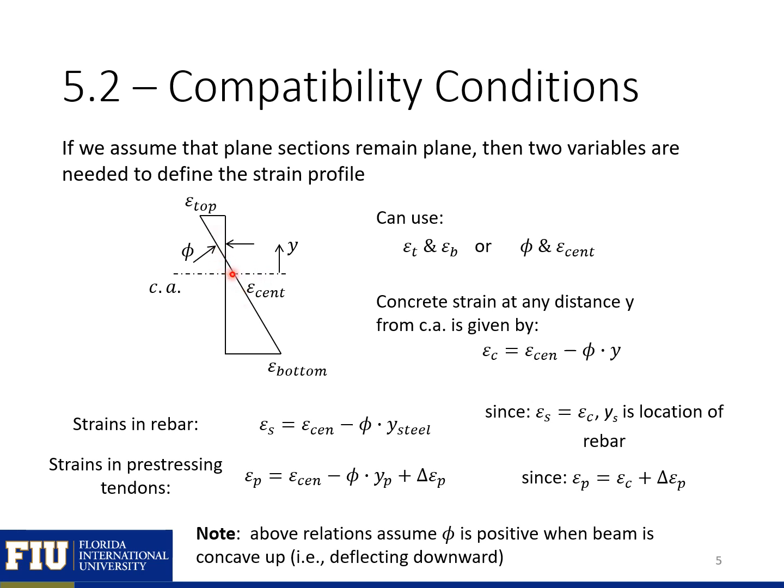Using these, we can calculate the concrete strain at any distance y from the centroidal axis using this equation here. We can find the strains in rebar at any level of the rebar. And we can also find the strain in the prestressing tendons using the equation shown here, with this delta epsilon p being the locked-in strain differential that we talked about in the previous module. Note that the above relationships assume that curvature is positive when the beam is concave up, meaning that it's deflecting downward. So that is a note on our sign convention throughout this module.